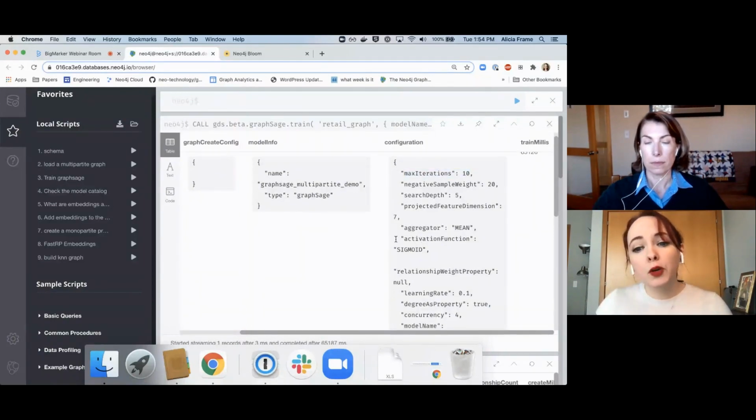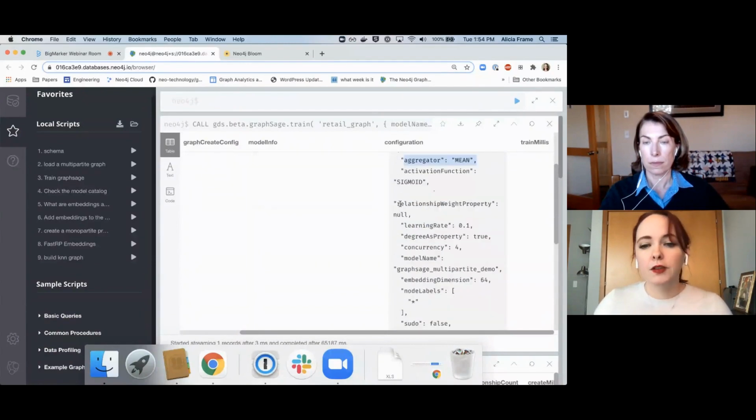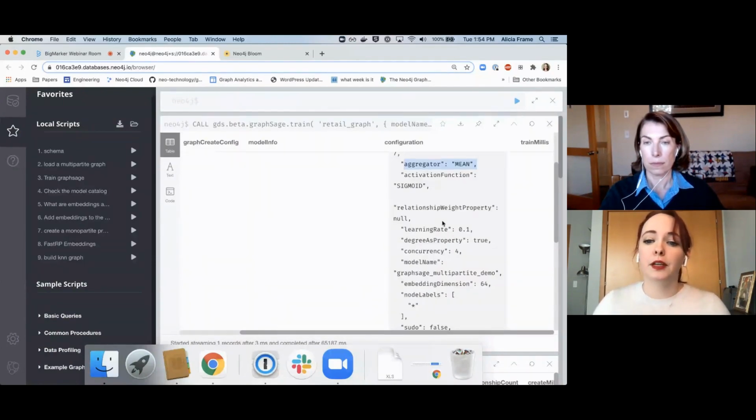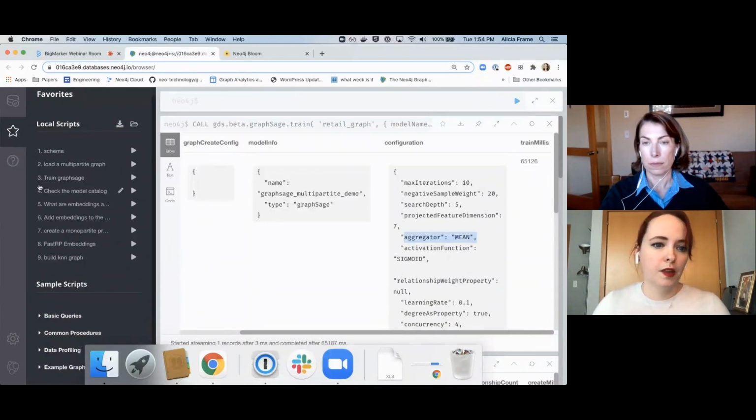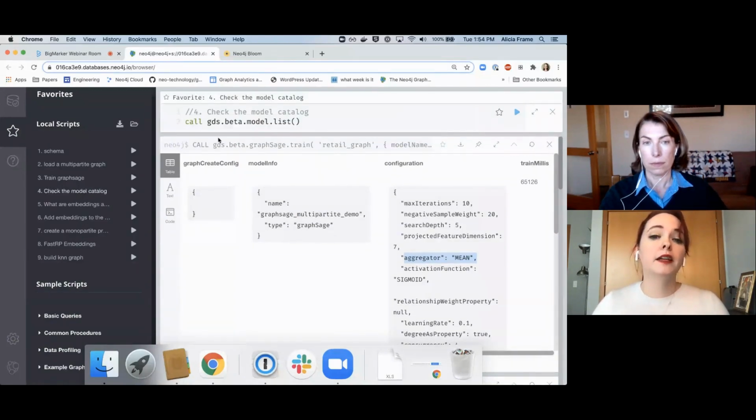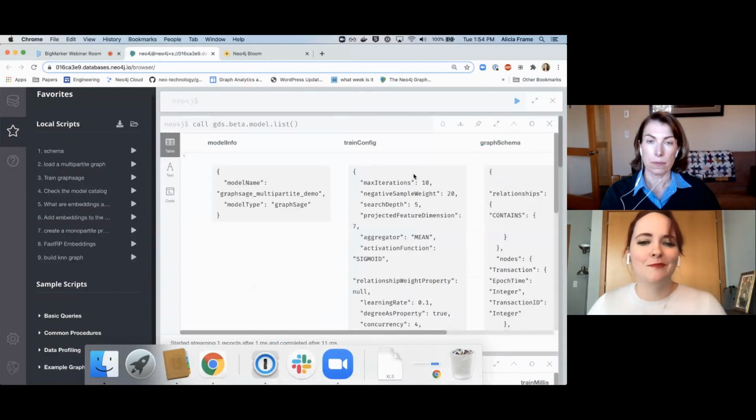I used a sigmoid activation function. I used the mean aggregator. And you can see all the information that I put into training my model. And what's cool is now that I've trained this model, I can go ahead and look at it in the model catalog using gds.beta.model.list. And this one is fast, so I'm not going to run it in the background.